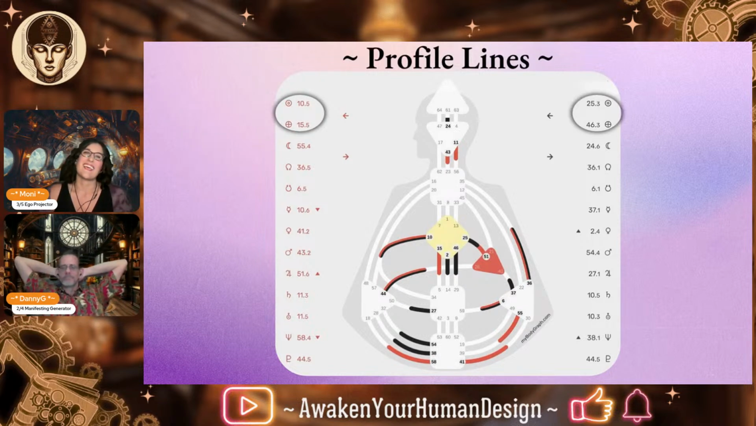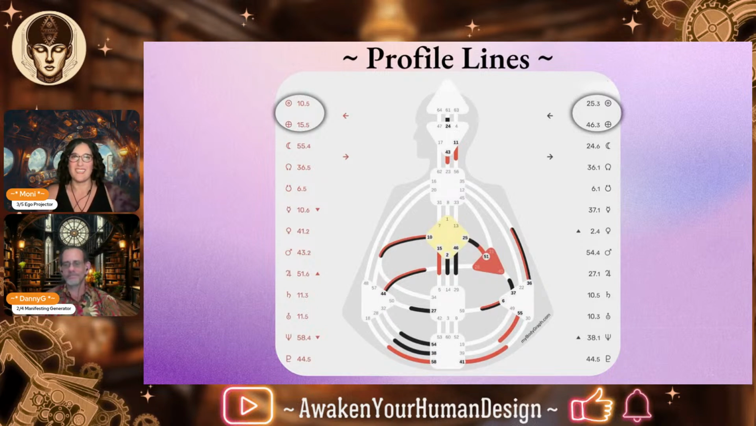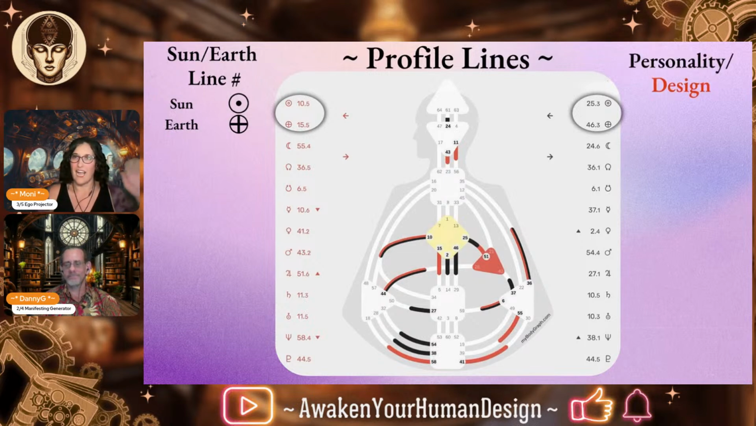So then we can look at the profile line. What's your profile? You'll kind of hear that. There are usually two numbers written down on the side of the chart with all your core information. Profile lines, you determine those by the sun and the earth on either side. And you read it from the right to the left, so it's like opposite land. You're reading it personality and then design.